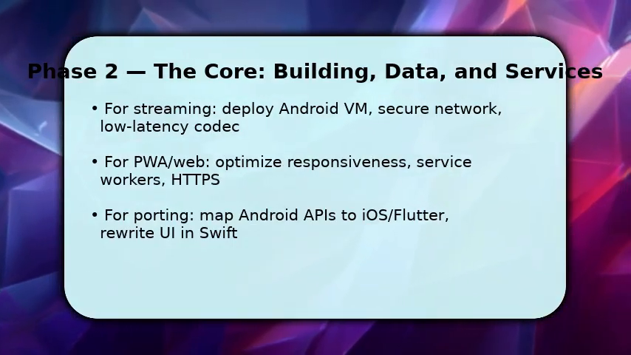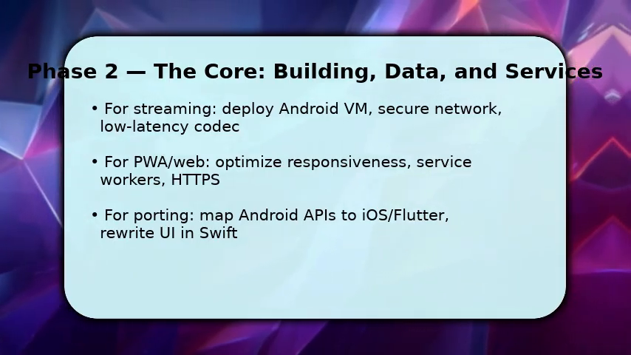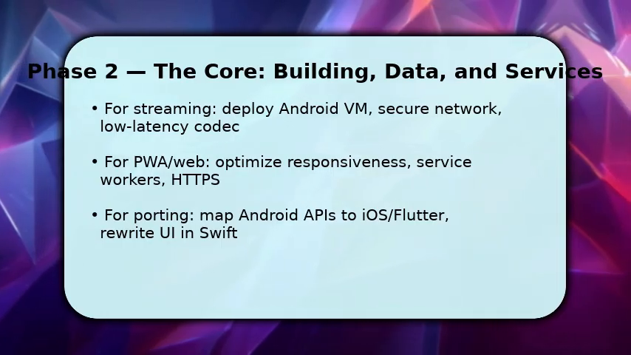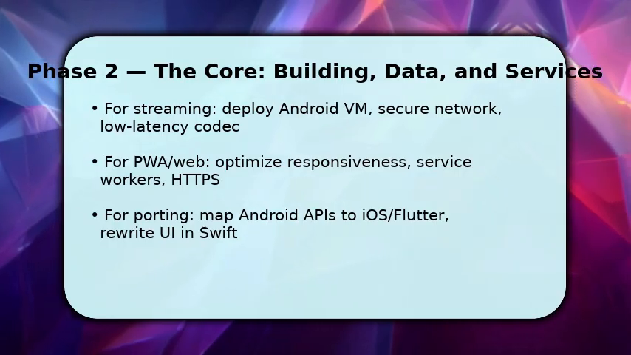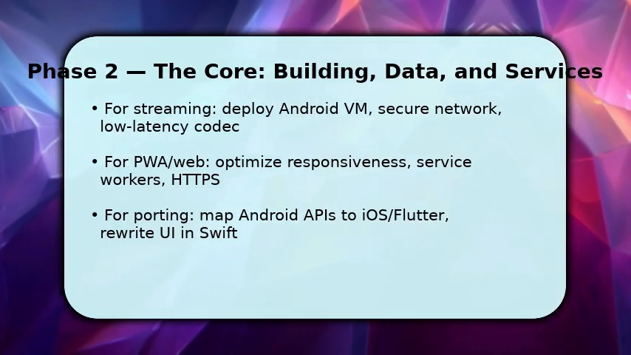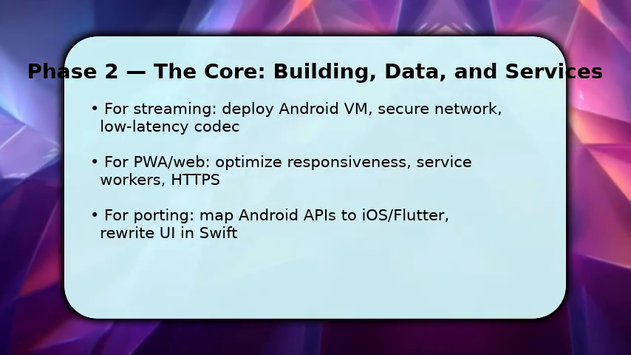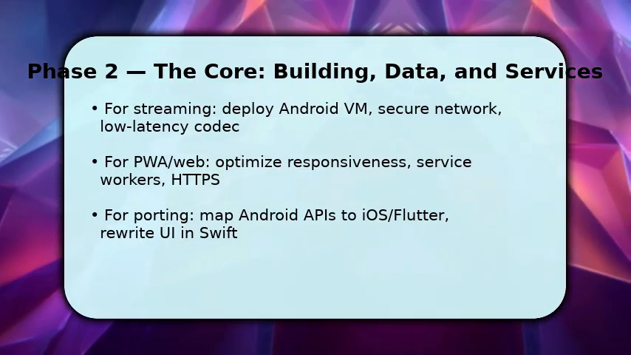If you choose streaming, deploy a stable Android VM, enable video codecs and input forwarding, and secure low-latency networking. If you choose a PWA, refactor UI for touch, add service workers, and ensure offline behavior with HTTPS. If you port, translate Android components to Swift or Flutter, and re-implement native UI. Preserve business logic by extracting backend services.